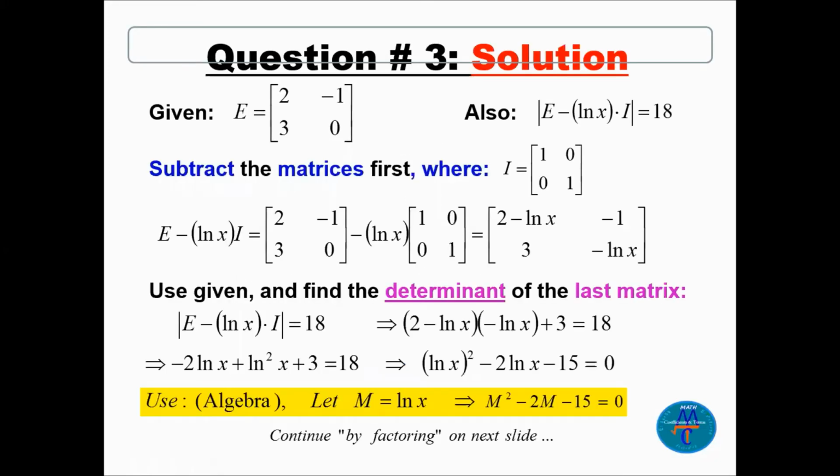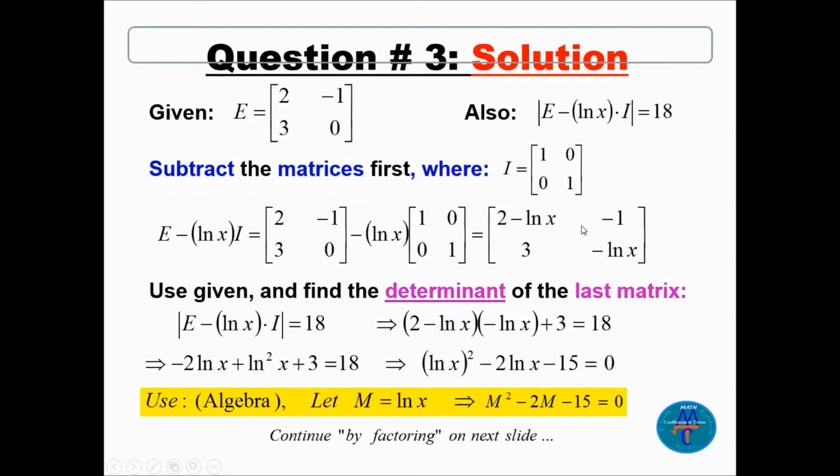Okay, let's start. So E is there, and I, we know, is 1, 0, 0, 1. So E minus ln of x. Just leave the E there. Multiply ln of x by I. So this becomes ln of x, 0, 0, ln of x. Then we subtract normally. We subtract this term minus this term. And then 3 minus 0 is 3. This one, minus 1 minus 0, is there. So we get this one, and we have to find the determinant of this.